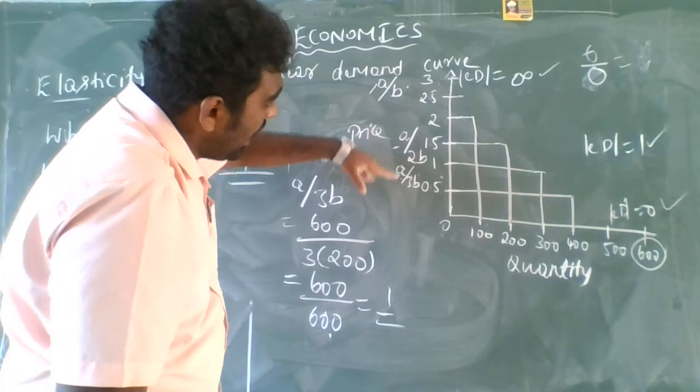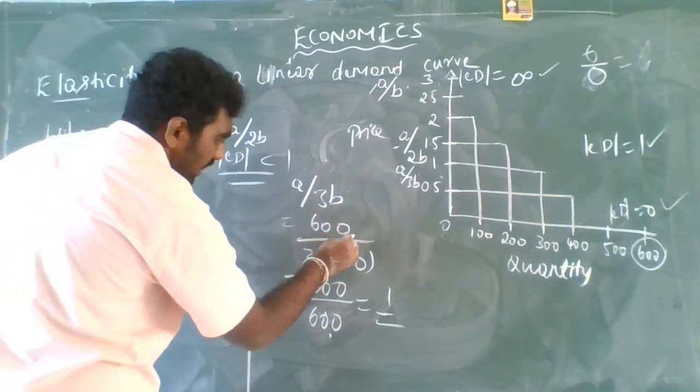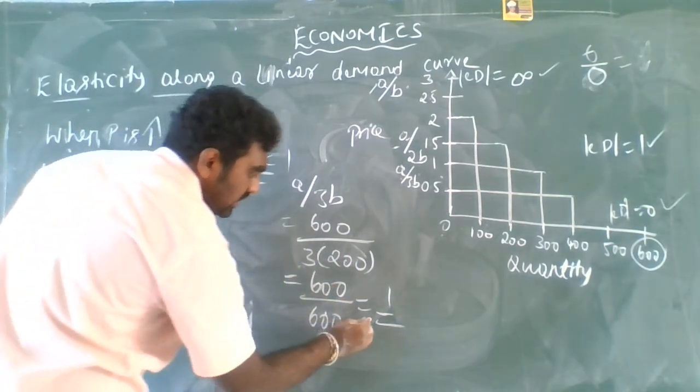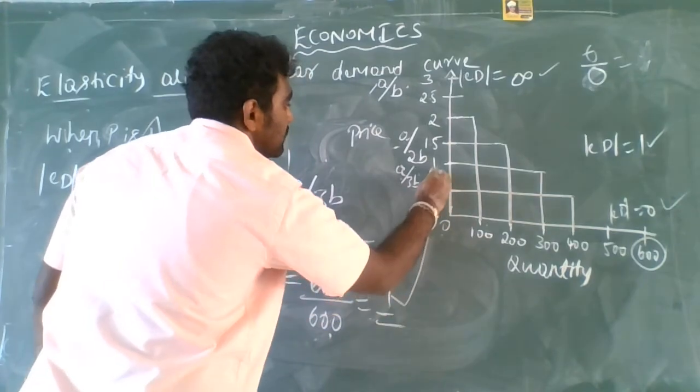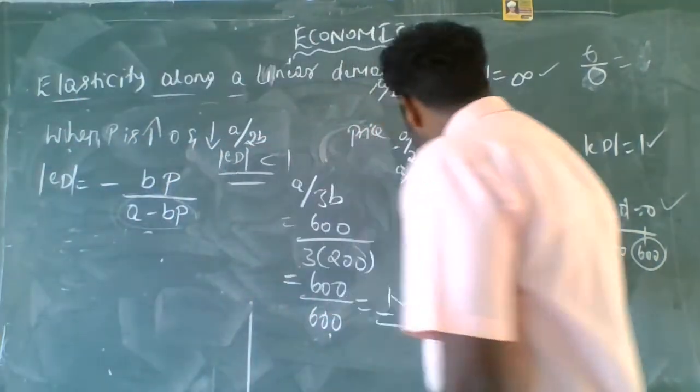So A divided by 2B and A divided by 3B. A divided by 3B is nothing but A is 600, 3 into B is 200. Again, 600 divided by 600 is equal to 1. So at this point the price is 1, which is A divided by 3B.